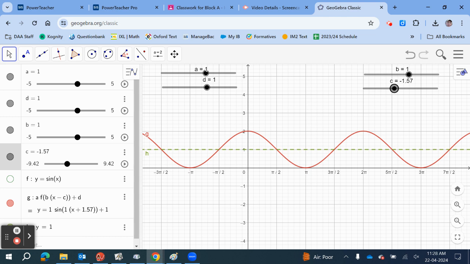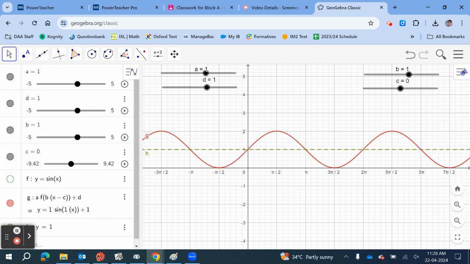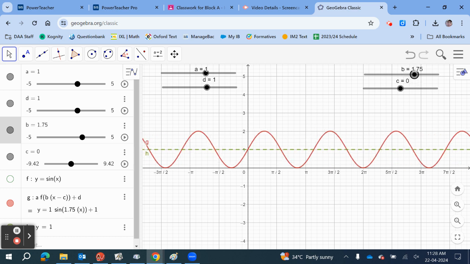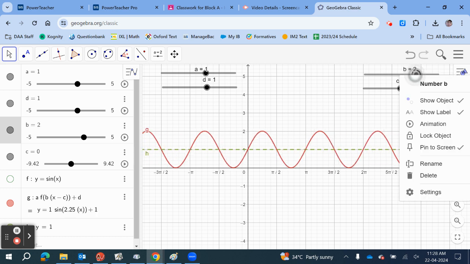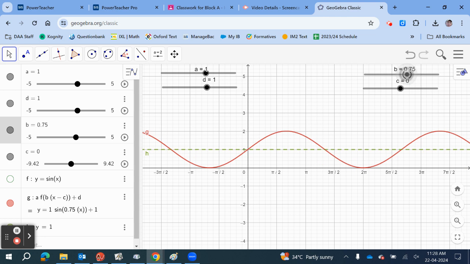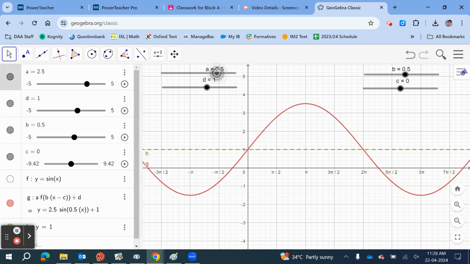So the general formula has x minus c, as it does for all of these types of translations. So if I make it minus pi over 2, it goes to here. Now, if I change the period to a half, easier to see. The A value doesn't matter, so I'll just make that a little bit bigger.